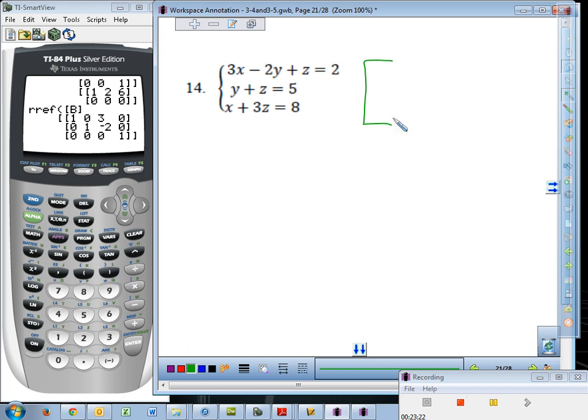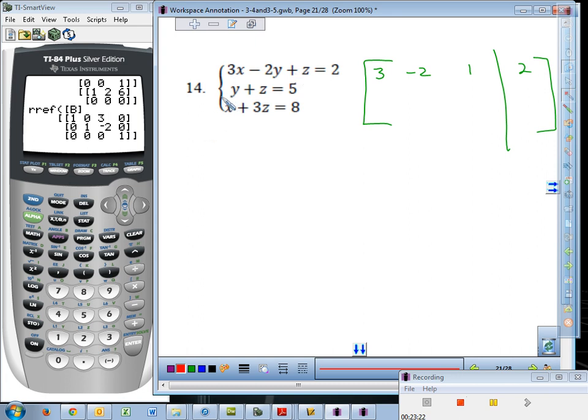Now, here's what I was looking for. Look at the variables in it. 3. An x, a y, and a z. That means you've got to have a 3 by 4 matrix for this. So let's do our first row right here. Wouldn't it be 3, negative 2, 1, bar 2? You with me on that? Because this has got 3 variables. You've got to have that set up.